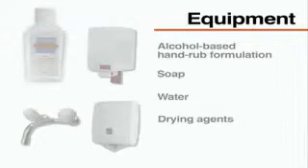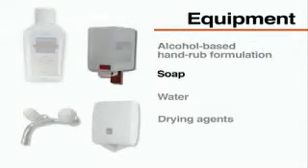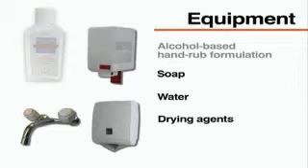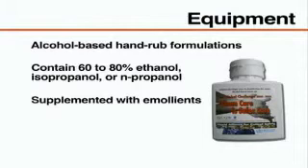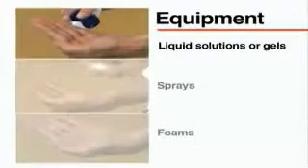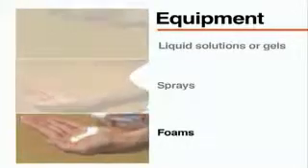To perform adequate hand hygiene, you will need an alcohol-based hand rub formulation, or soap, water, and drying agents such as disposable paper or cloth towels. Use alcohol-based hand rubs with proven antimicrobial efficacy. These usually contain 60 to 80% ethanol, isopropanol, or N-propanol, or a combination of these products. These hand rubs are supplemented with emollients to protect the skin. They are available as liquid solutions or gels, sprays, or foams.